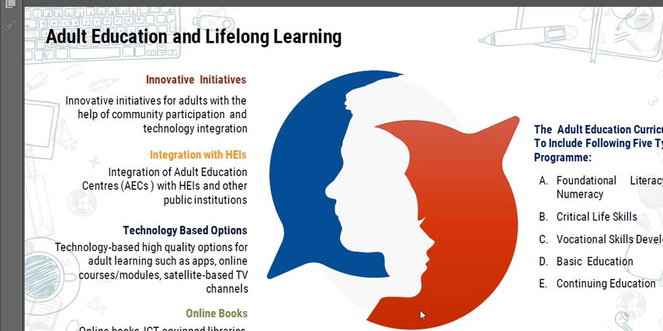The adult education curriculum to include the following 5 types of programs: foundational literacy and numeracy, critical life skills, vocational skill development, basic education, continuing education.